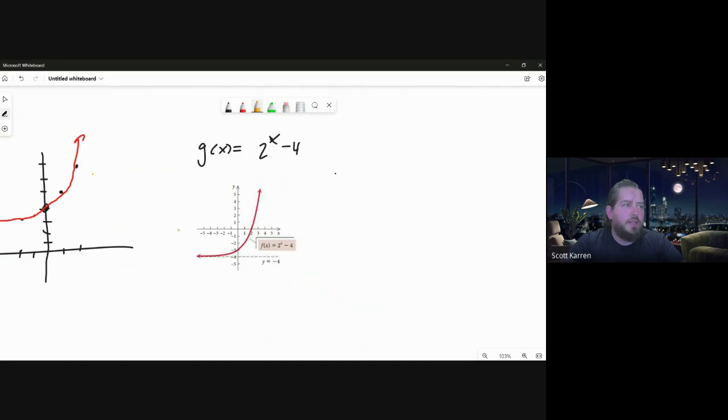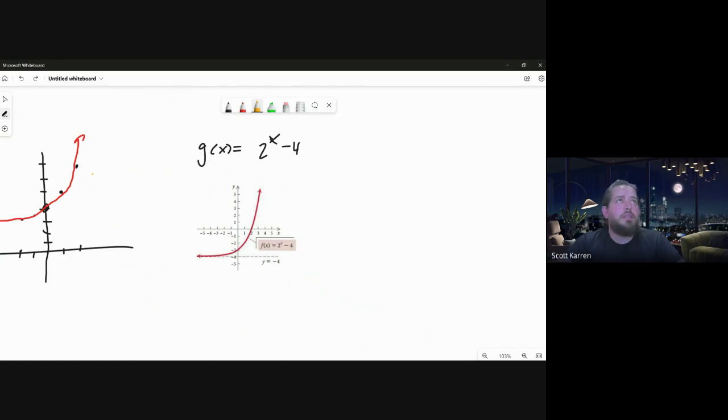So instead of having an asymptote here on the x-axis, all of that is shifted down. And I have the asymptote down there at y equals -4. Right? And bam, it's just a drop, right?